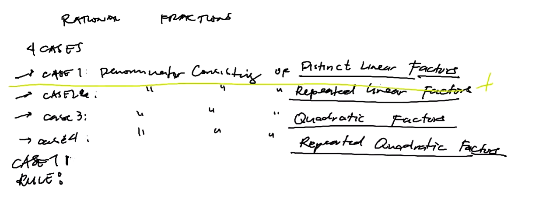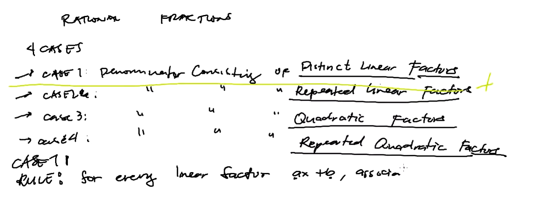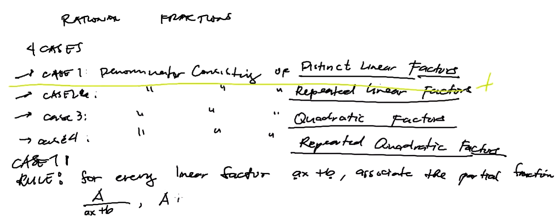Our rule is that for every linear factor ax plus b, wherein a and b are constants, associate the partial fraction big letter A all over this linear factor ax plus b, where our big letter A here is a constant to be determined.